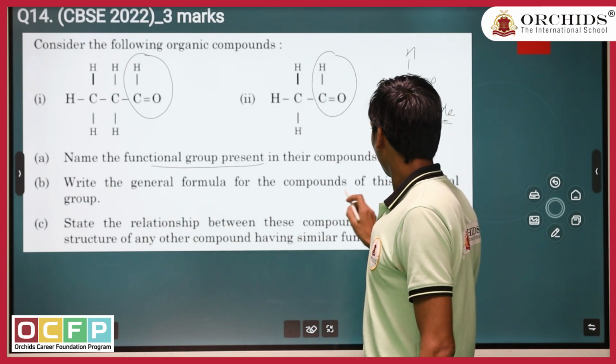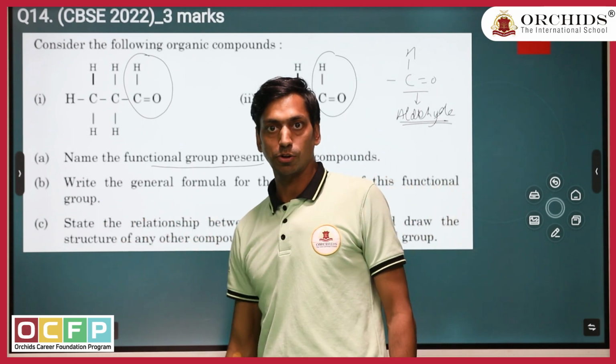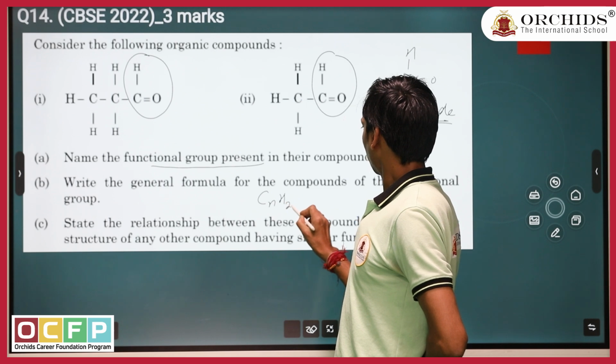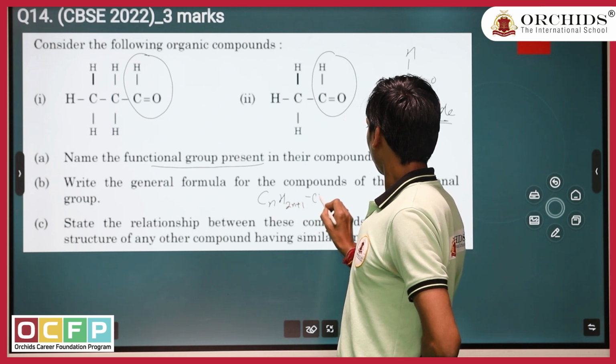Write the general formula for the compound of this functional group. The general formula for the aldehyde series is CnH2n+1CHO.